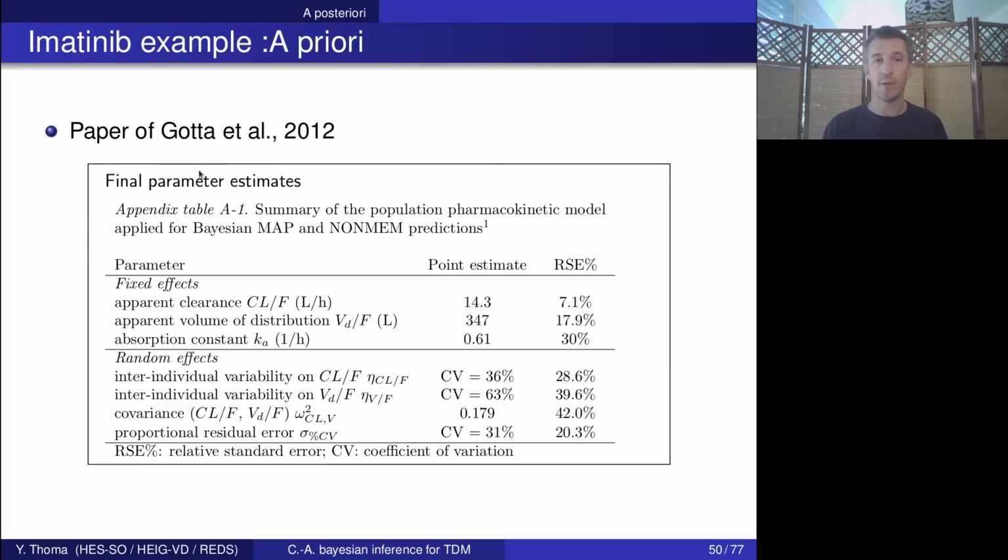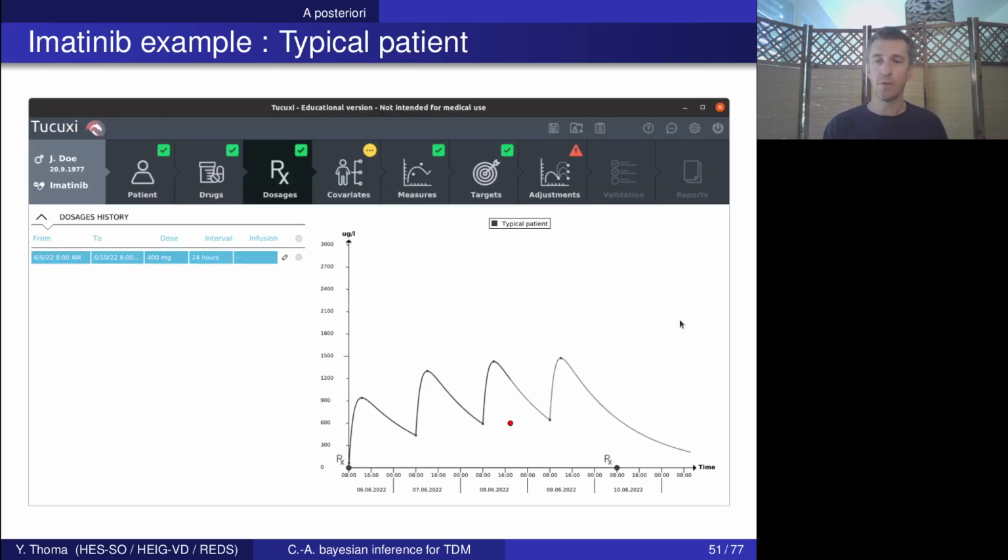So if we go back to the paper of Gotta, we see that actually we had this average estimate for the parameters. And now we see also some random effects that are actually the inter-individual variability on clearance and the volume. We also have a covariance, so it means that they are somewhat correlated. And we have a residual error, which here is proportional, with a certain CV. And so based on these values, we'll be able to calculate the parameter.